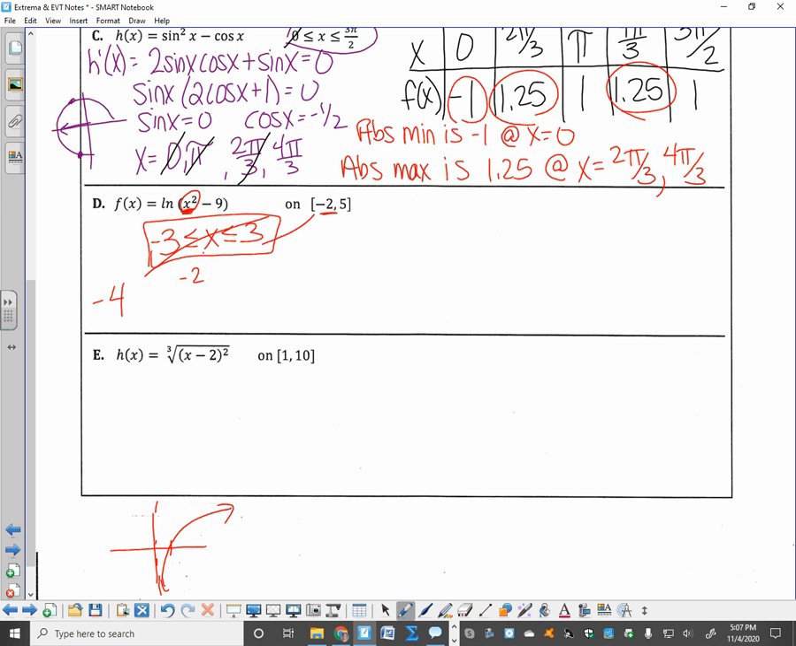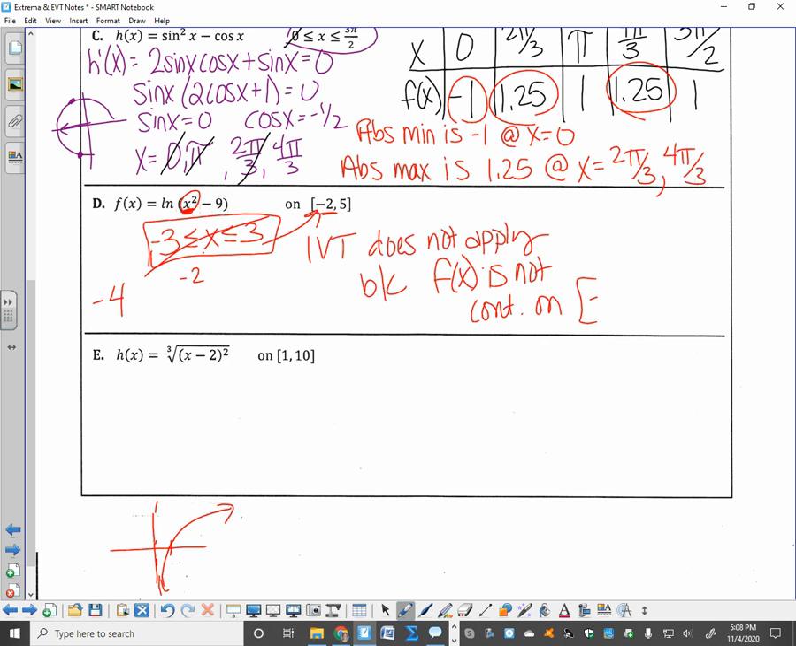And there are those numbers in that number. So IVT does not apply because f(x) is not continuous on the closed interval -2 to 5. Woohoo.